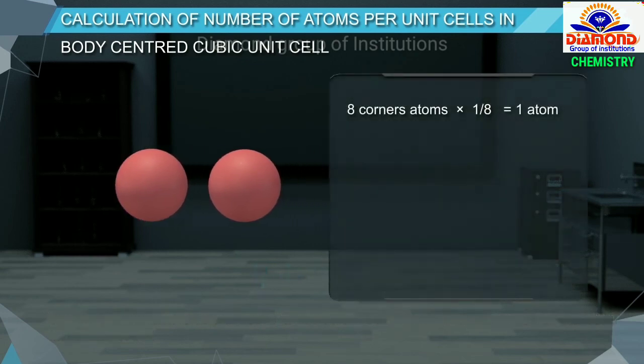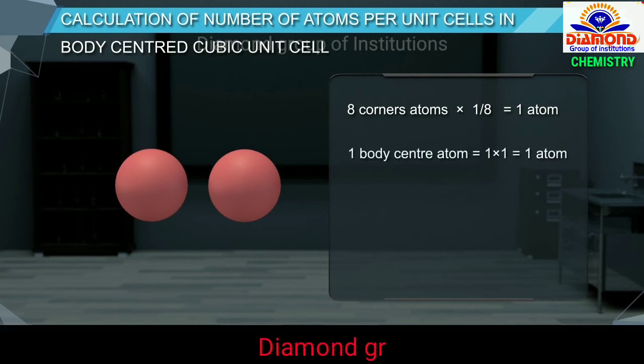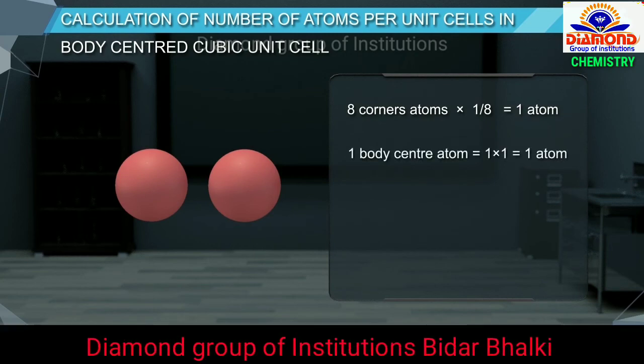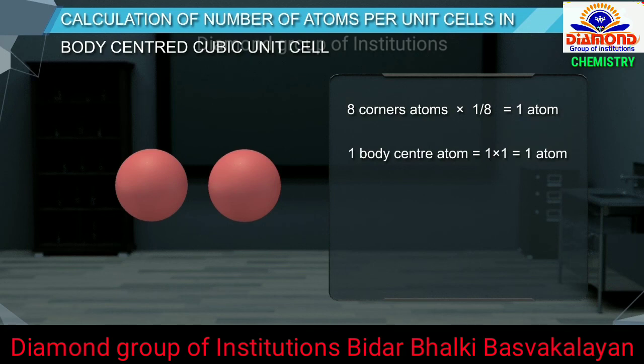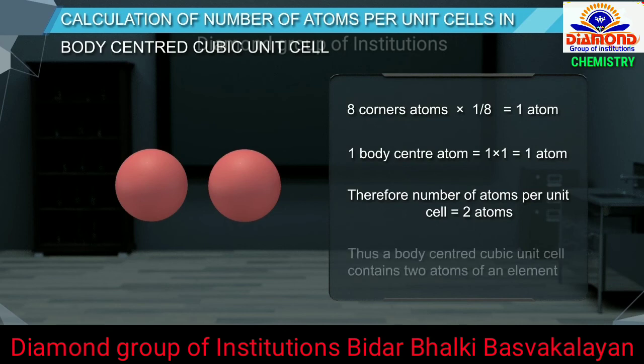8 corner atoms into 1 by 8 is equal to 1 atom. 1 body-centered atom is equal to 1 into 1, which is equal to 1 atom. Therefore, number of atoms per unit cell is equal to 2 atoms. Thus, a body-centered cubic unit cell contains 2 atoms of an element.